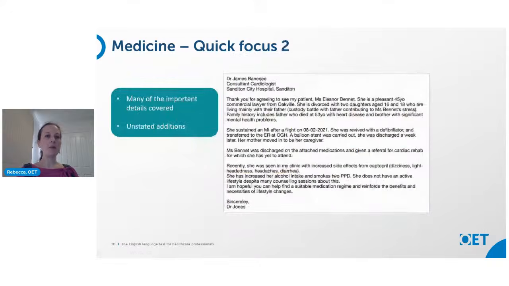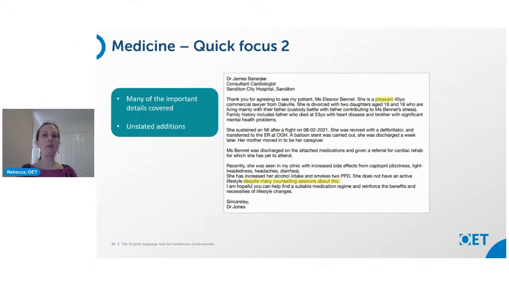This letter comes from a candidate who didn't want to share her name, but has covered many of the important details. What I want to pick out from this letter are some unstated additions that were added, and this is something to avoid. And some examples of this are the use of pleasant in the first line. Don't add an adjective like this to describe the patient, even if this would be considered standard in your current practice or place of work. Impartiality is expected in OET writing, so a patient's pleasantness is considered emotive and unnecessary, and it wasn't in the case notes in any case.